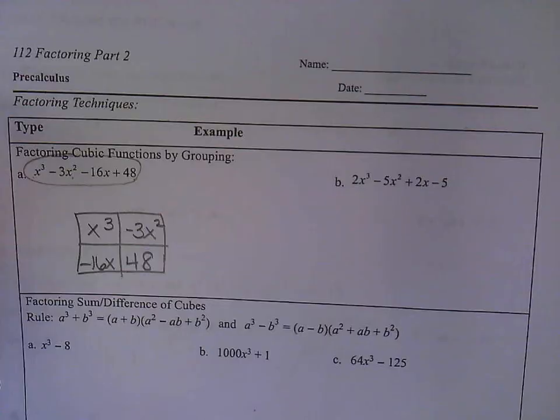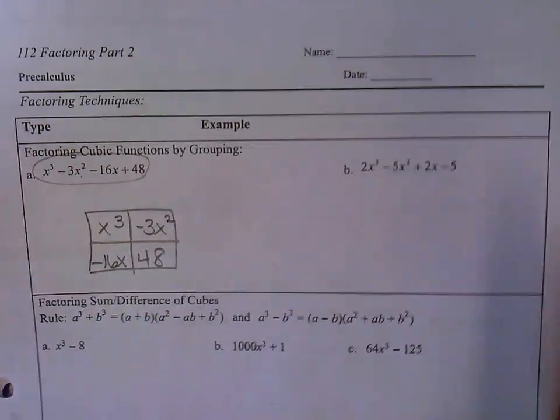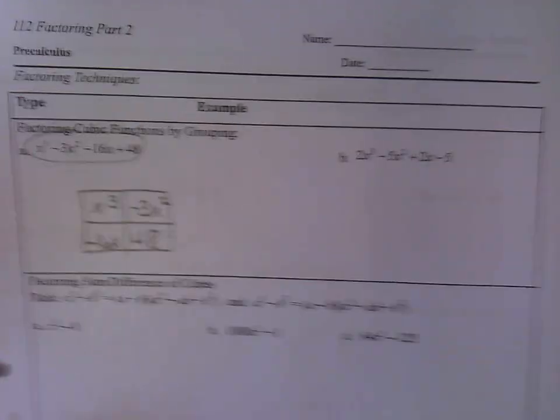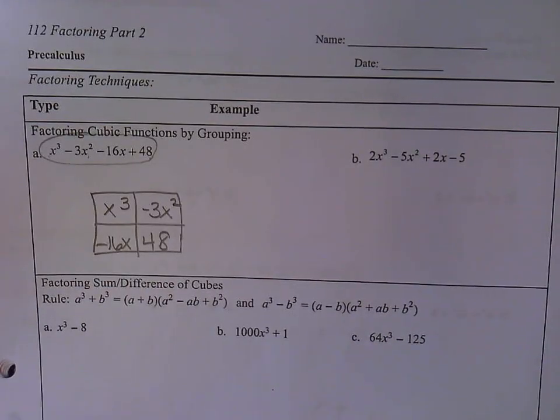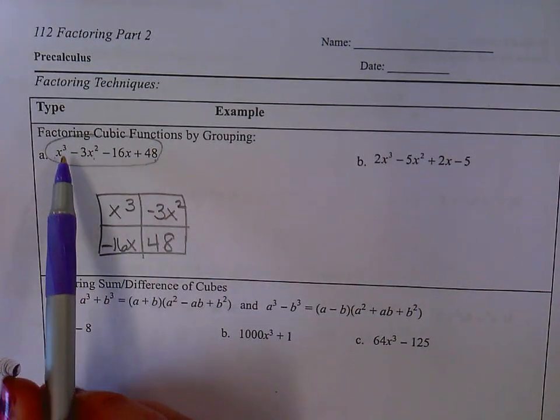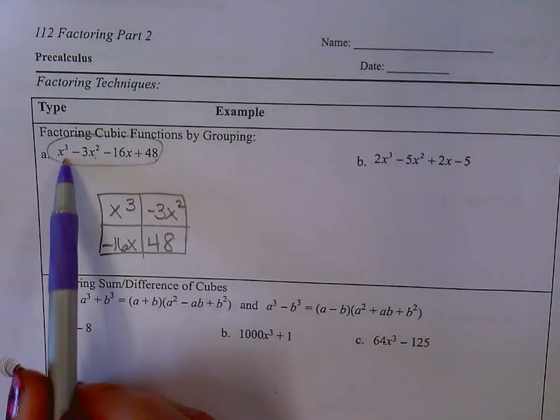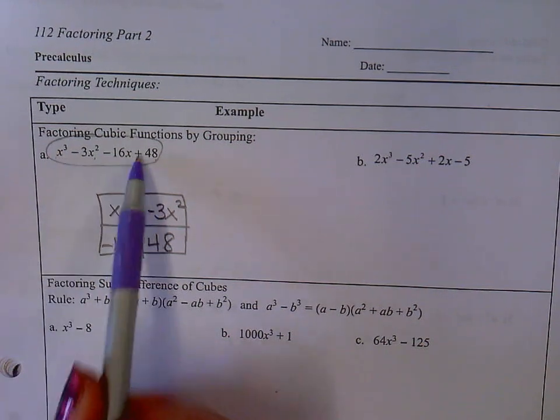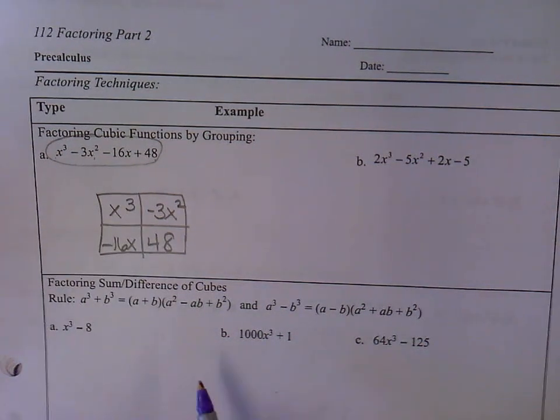And I can try example 2. Oh, I wanted to finish example 1 and point something out to you. This is doing 4 terms, and I know that you've never factored a cubic function before, but it's using grouping on a higher level function.